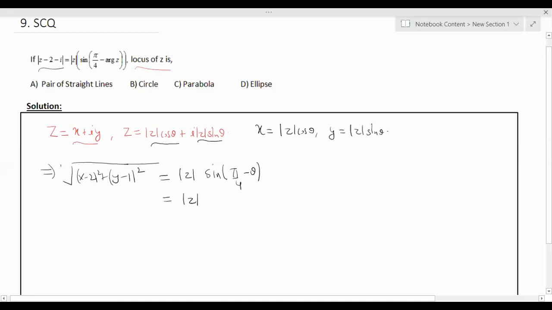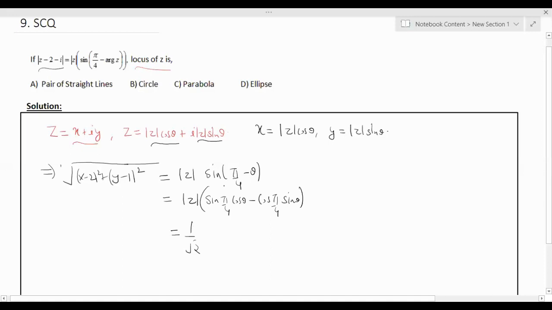You know the identity sine (a minus b), which will be what? Sine a cos b minus cos a sine b. So observe this very carefully. In this step only, you can figure out the final answer of this problem. Sine pi by 4, cos pi by 4, both are 1 by root 2. Now see, what do you have? Mod of z cos theta.